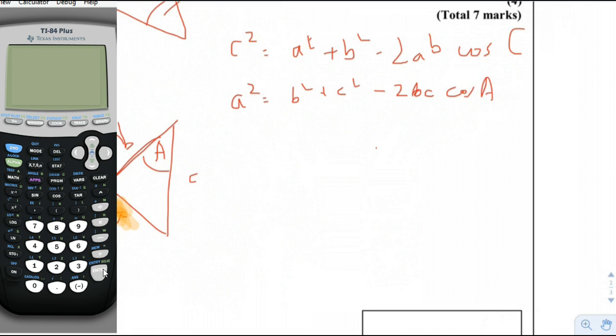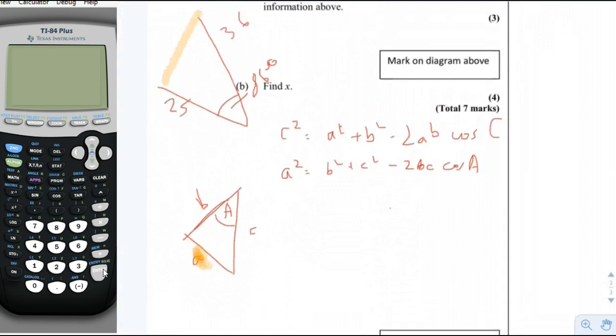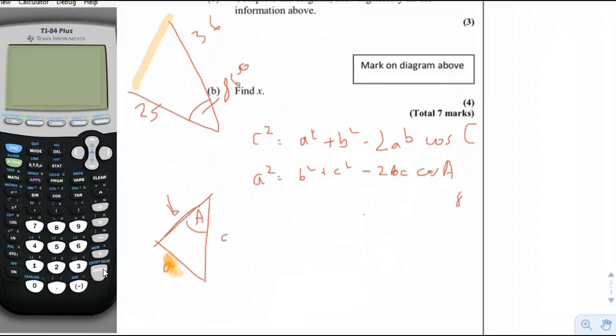Okay? And so the big A here would be 86 degrees because that's the only angle we're working with, right? And then b and c would be 25 and 36. So this would be big A, this would be small b, this would be small c. Okay? Let's fill in everything. The thing that we don't know and what we're looking for is small a. So we'll leave a squared as a variable.